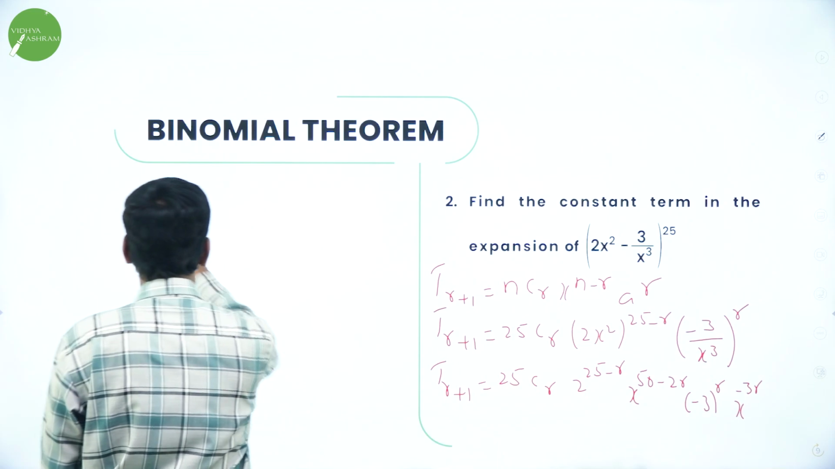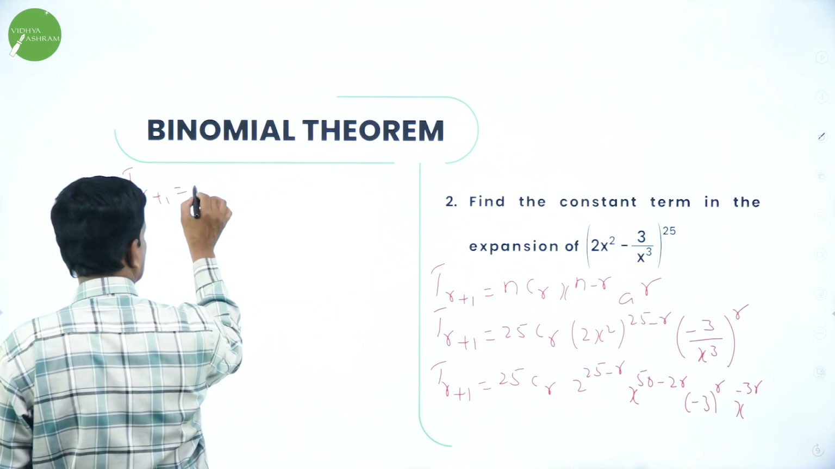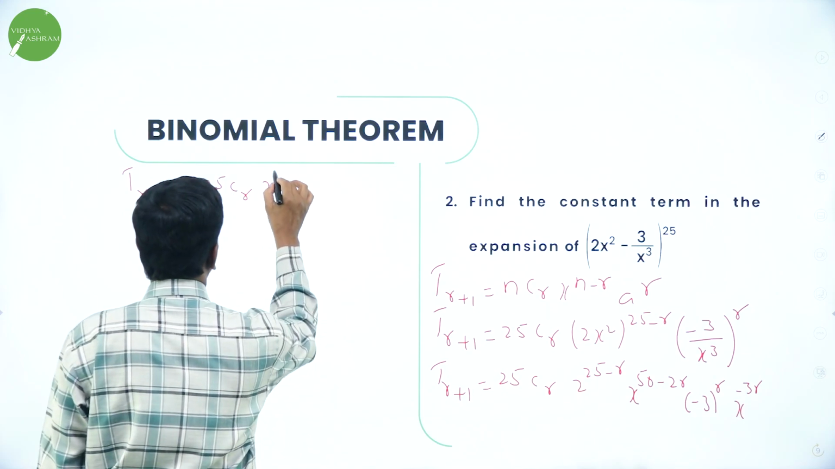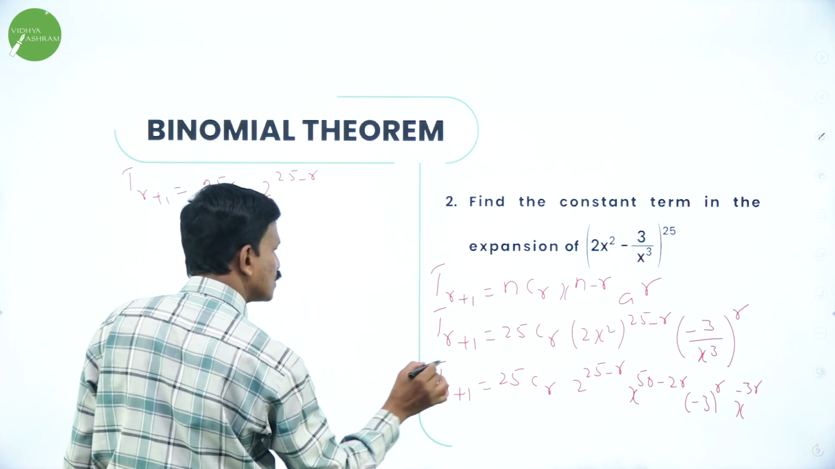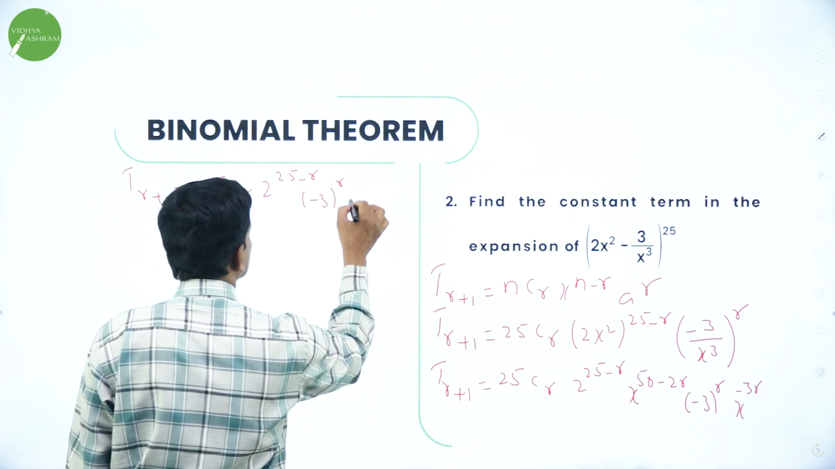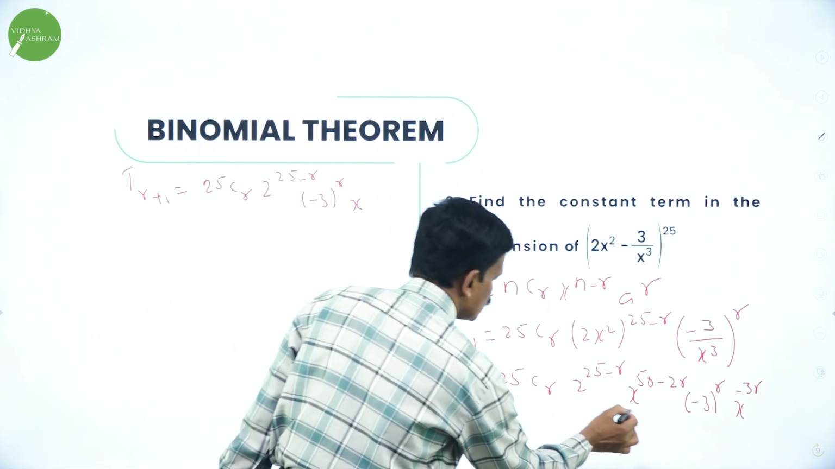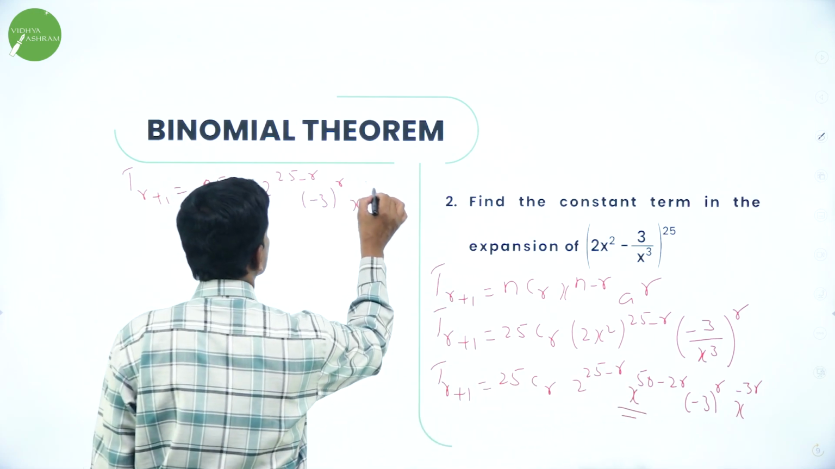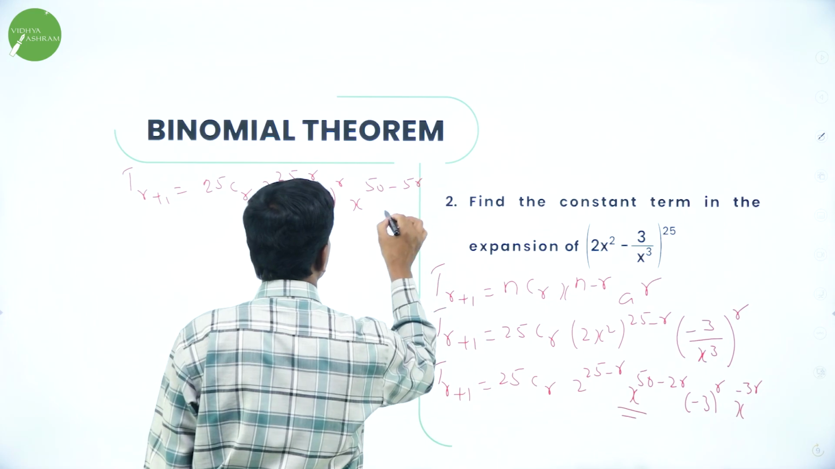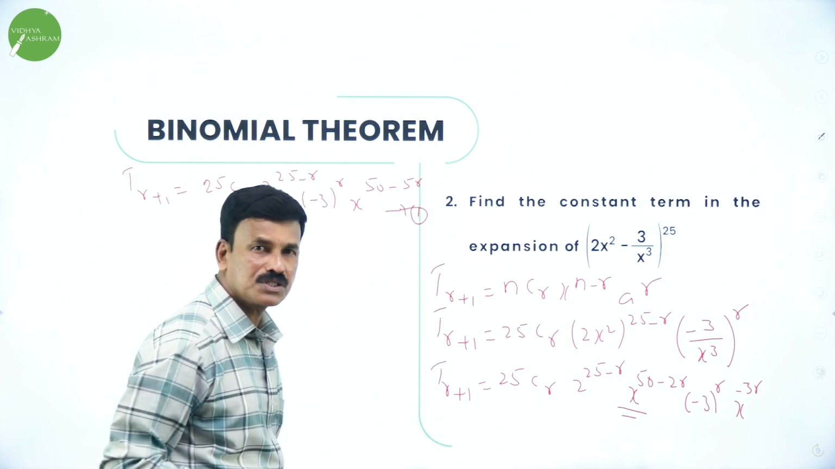Now therefore, T r plus 1 is equal to 25 C r, 2 to the power of 25 minus r into minus 3 to the power of r into x to the power of 50 minus 2r minus 3r, which is minus 5r. Let us represent this as equation number 1.